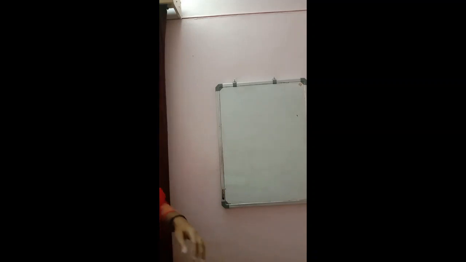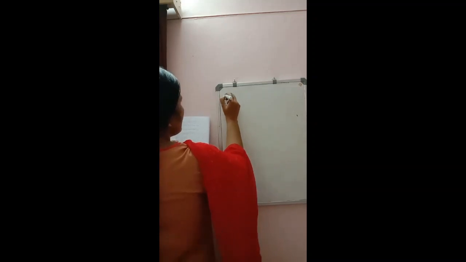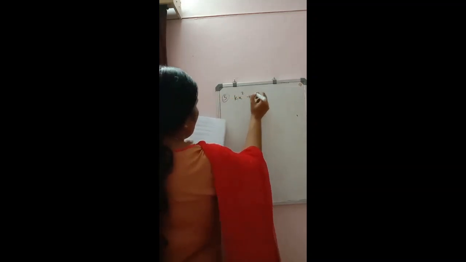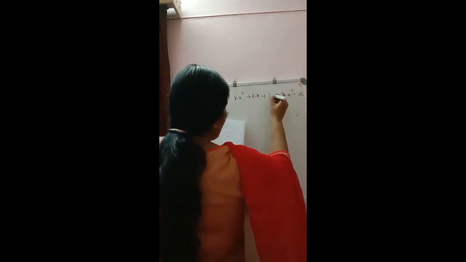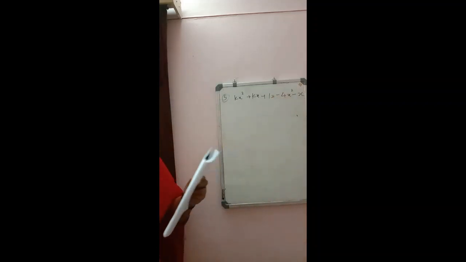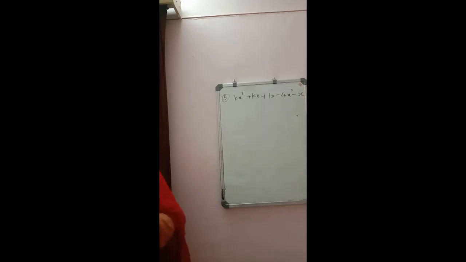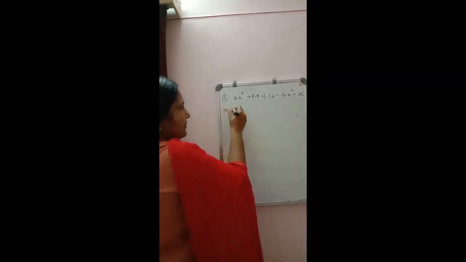Again condition is same only. Next question is kx square plus kx plus 1 is equal to minus 4x square minus x. Here you can check in the expression x square is there 2 times. And we know coefficient of x square is equal to a. So what you have to do? You have to shift all the expression to one side and x square we can take common from the terms in which x square is there. So first we can simplify it.